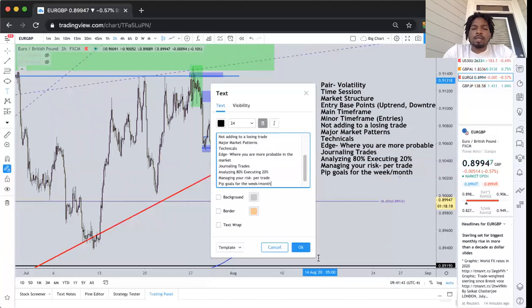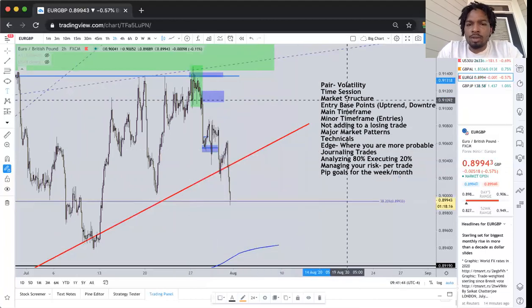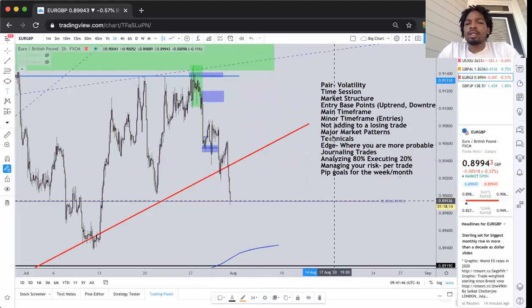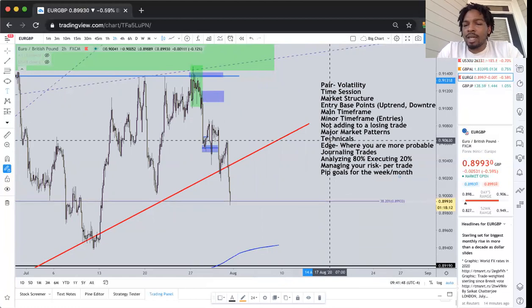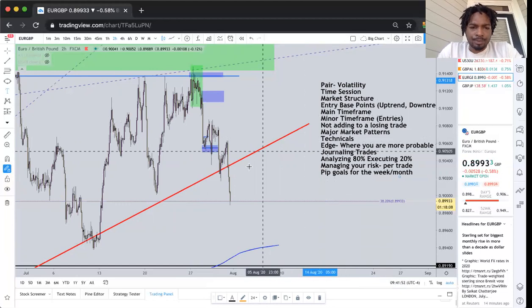But these are just some things that I wanted to make sure that you all think about when you're putting together your trading plan, and if you can put that together, it'll help you stay disciplined within this market as well.